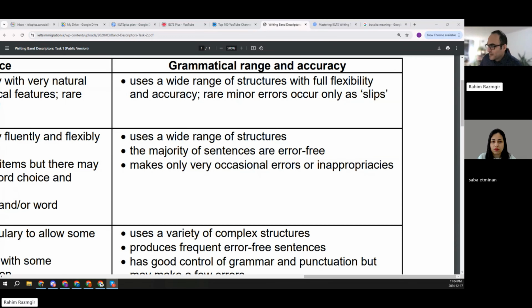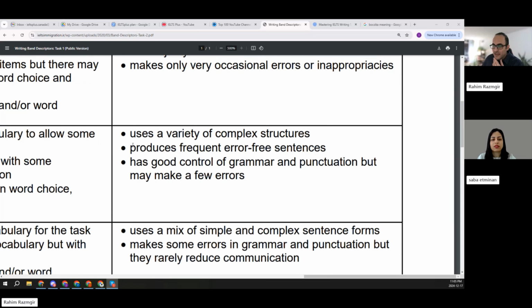For grammatical range and accuracy, I'm just looking at a 9 on the top, then there's the 8, and then there's the 7. Let's start with the 7. You get a 7 for grammatical range and accuracy if you use a variety of complex structures. A variety of them is needed in order to get a 7. And if you produce frequent error-free sentences. Now, remember, it's not all of your sentences are error-free. Frequent error-free sentences is enough to get a 7 for grammar. So that's about the accuracy.